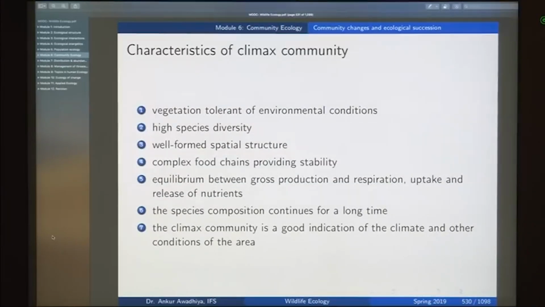Next, we looked at the characteristics of climax community. So, unlike the pioneer species, here you have vegetation that is extremely tolerant of this particular environmental condition. The species diversity is high. You have a well formed spatial structure, complex food chains which provide stability. There is equilibrium between gross production and respiration, uptake and release of nutrients. Species composition continues for a very long time. This again is an indication of the stability of the community, and it is a good indication of the climate and other conditions of the area, because here you have species that are very much tolerant and very much adapted to the particular conditions.